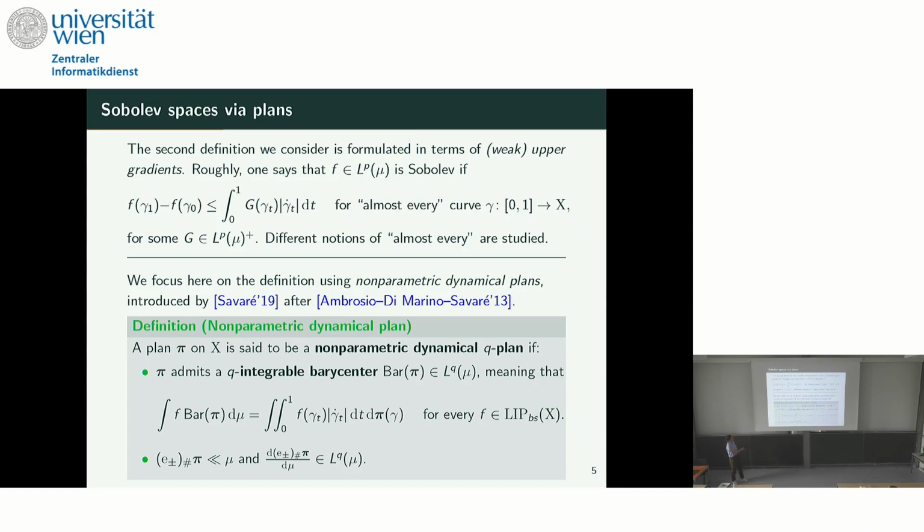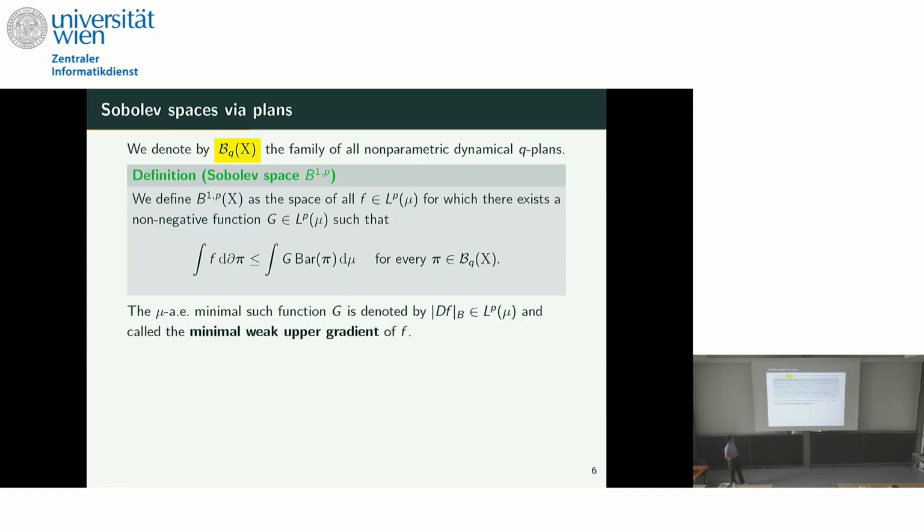So this is nothing but the integral along gamma of your function f integrated in dπ, and it is equal to integrating f times the barycenter of π in dμ, for every boundedly supported Lipschitz function f. And then we are also going to ask that the push forward along the evaluation maps at the initial and the final time is absolutely continuous with respect to μ, and the density is in L^q. So I'm going to denote by B^q(X) the family of all such plans.